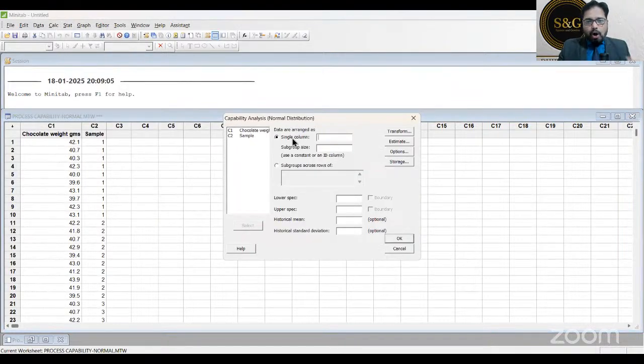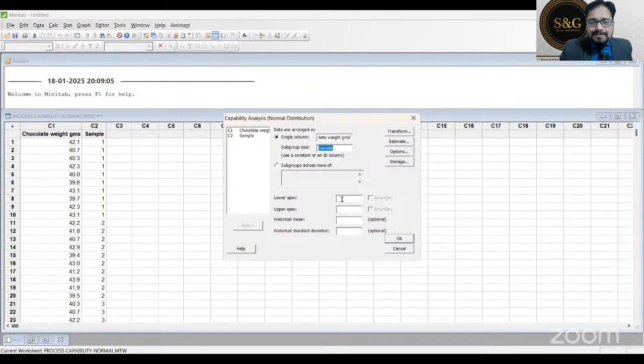Now in Single column, select Chocolate weight, double click on Chocolate weight in grams, because that's where we have to do the process capability analysis. And for the subgroup size, select the sample, double click on Sample. So the single column is the chocolate weight column, and the subgroup size is your sample. Subgroup is the group of samples we are taking. That is called a subgroup.